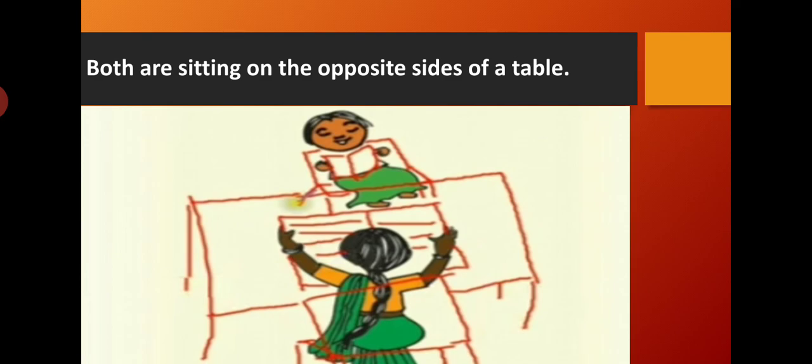And then on page number 41 in the book itself, you have to do this read and draw. Some pictures are missing, some things are missing. You have to draw these things in the book itself.